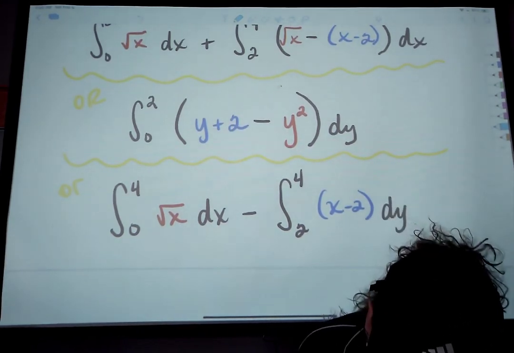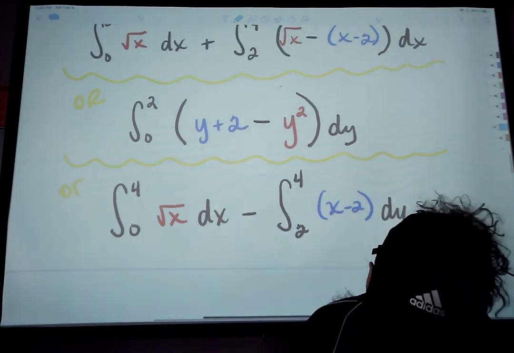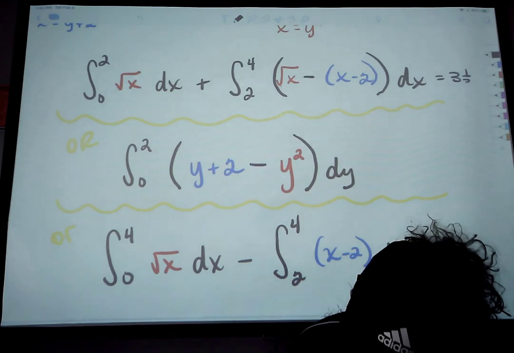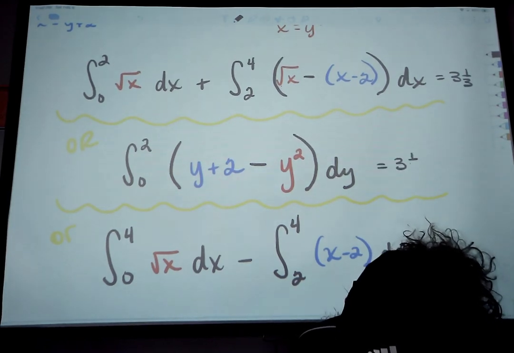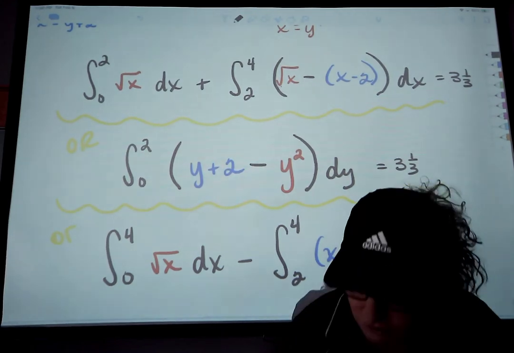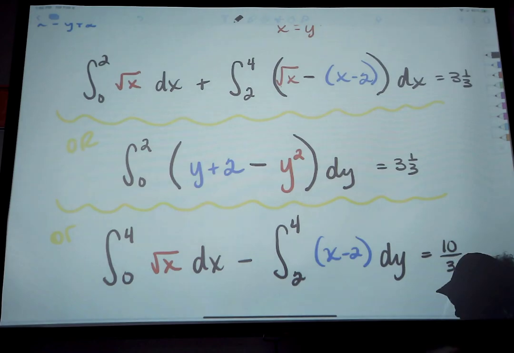And whichever way you go with this, you should get a final answer of 3 1/3 for all these options. Feel free to write it as 10/3. It's all good. Either way. Alrighty, enjoy.